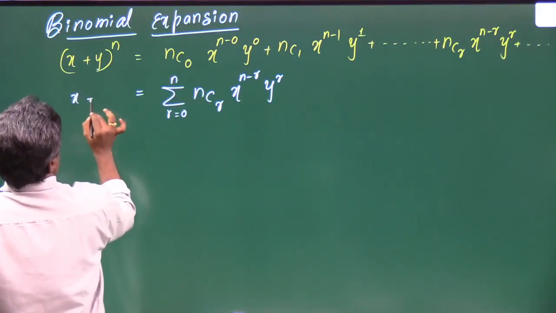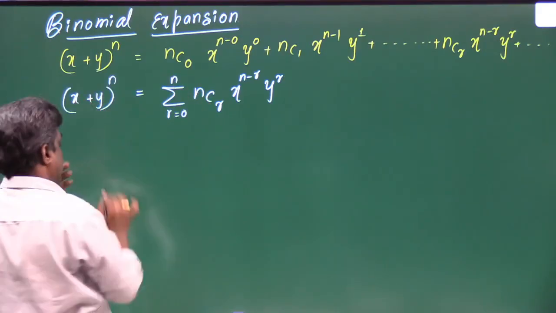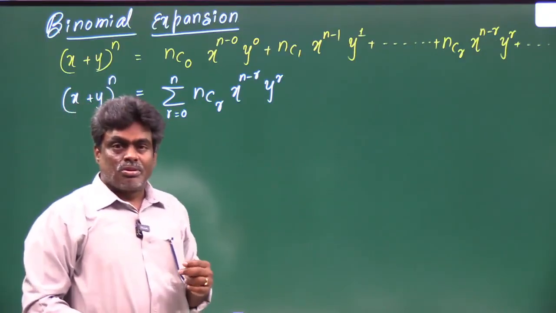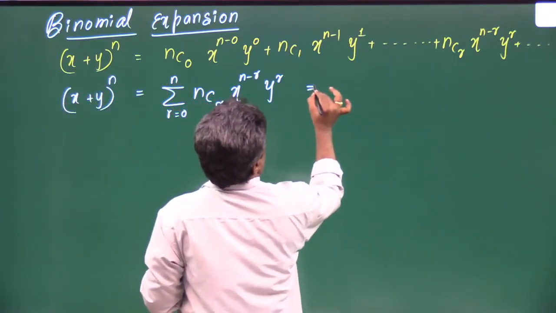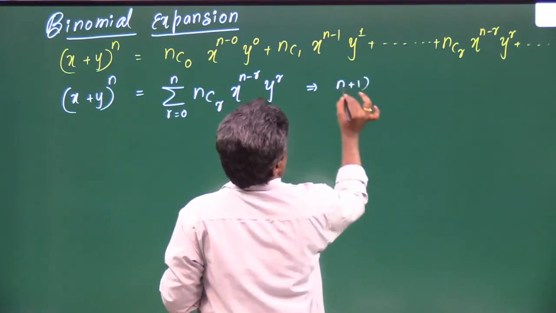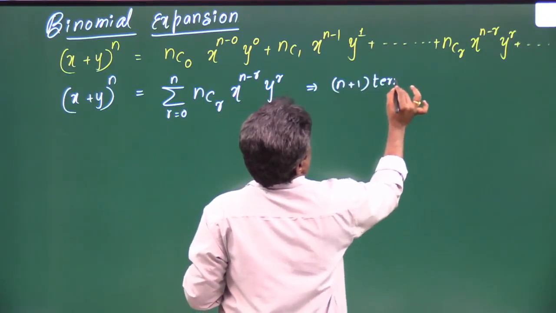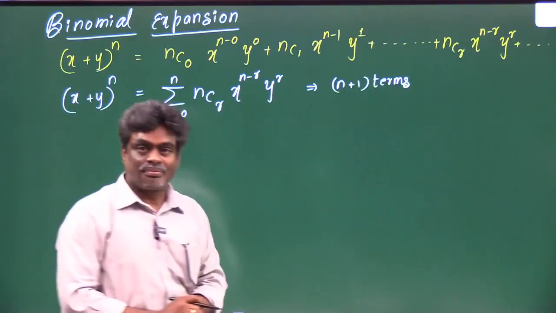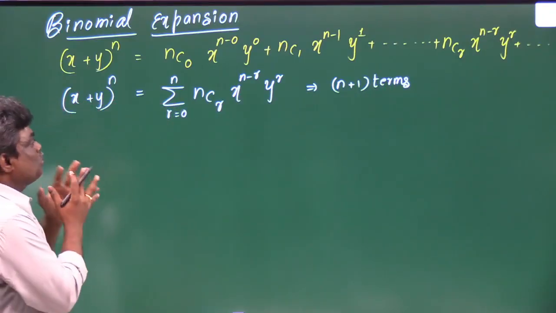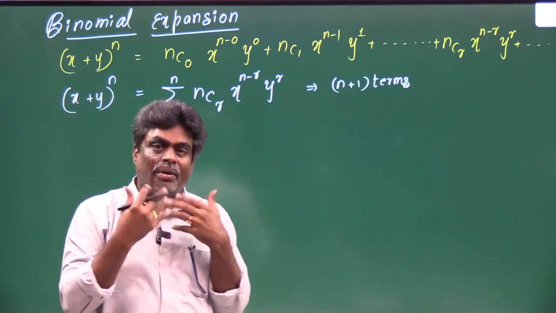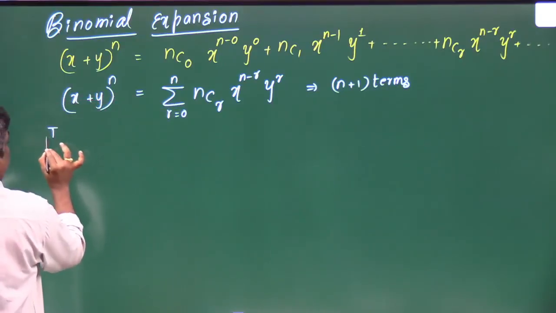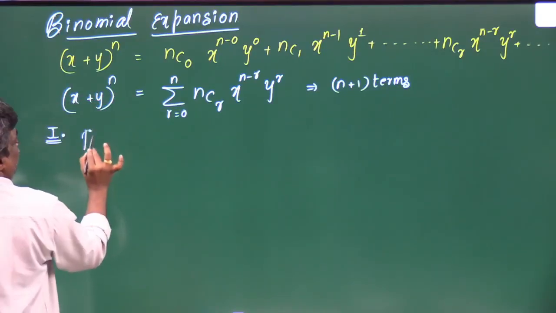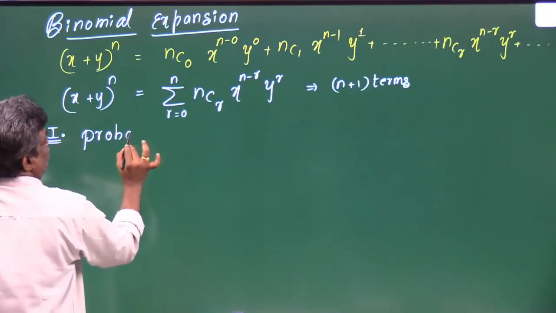That's it. Can you please tell me how many terms will be there? Whenever you have a summation from 0 to n, definitely there will be n plus 1 terms. The total number of terms is n plus 1. That's good. So what is the use of this binomial expansion and where do you apply it? First thing, we will apply this in probability theory.